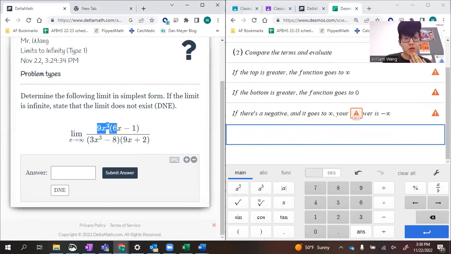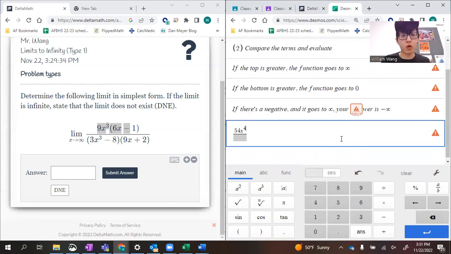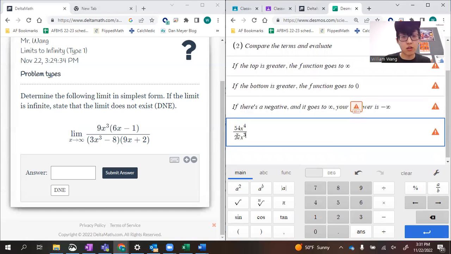So let's compare the terms in the top and the bottom. The top greatest term is 9x cubed, but it's also being multiplied by 6x. So this is why it's confusing. So the top greatest term is actually 54x to the 4th power, right? That's the greatest term. X cubed times x is x to the 4th. In the denominator, it's 3x cubed times 9x. So that's 27x to the 4th power. My bad. All right, because it's 3x cubed times 9x.